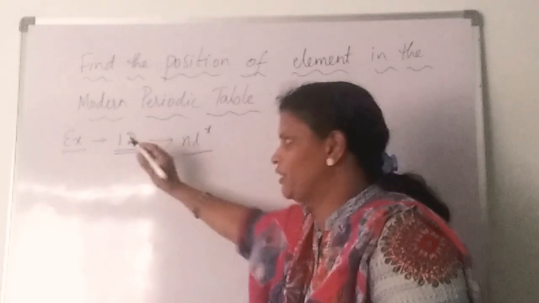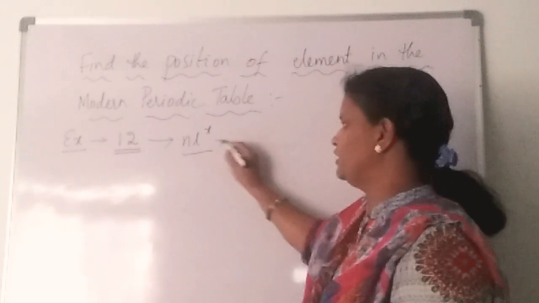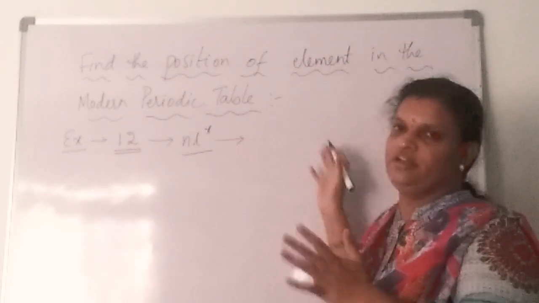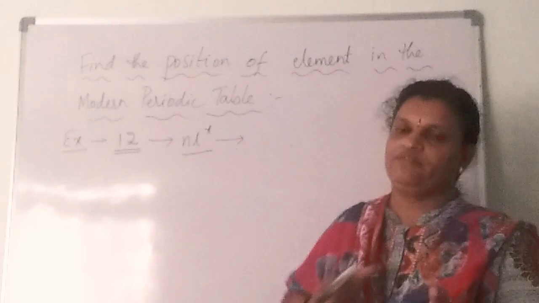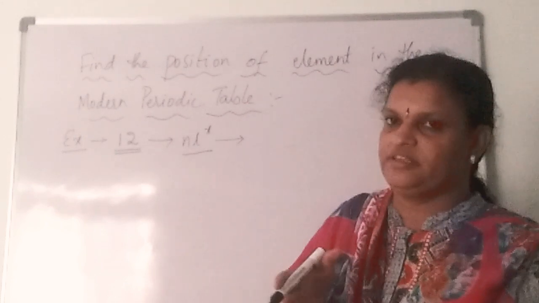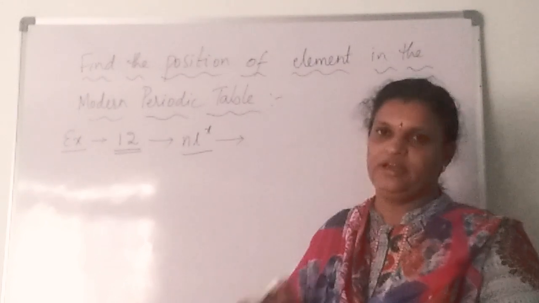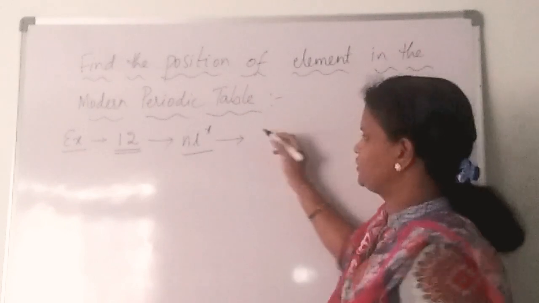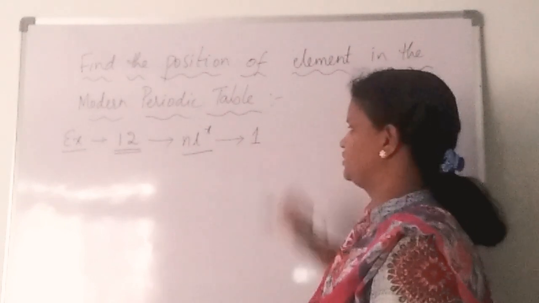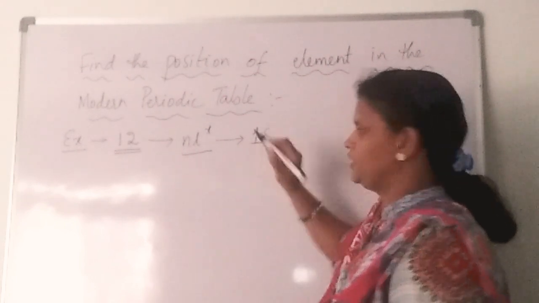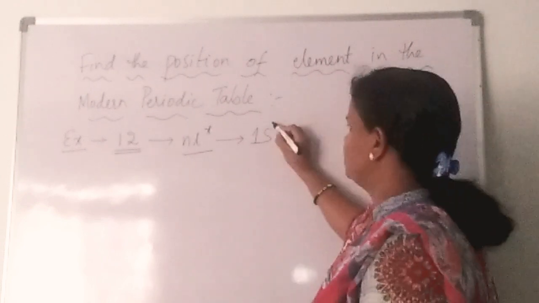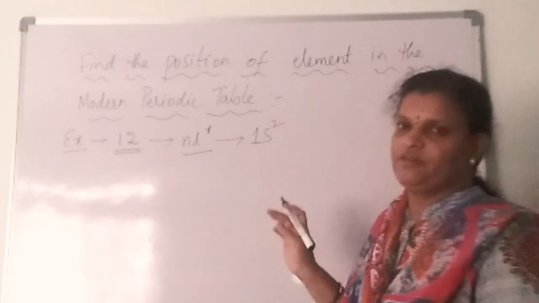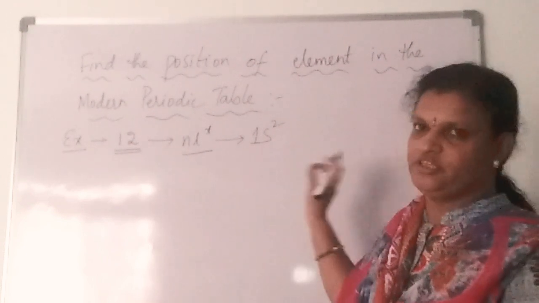Now, coming to this atomic number 12, one by one we have to fill the orbitals with the electrons. So how to fill that? First of all, the first shell should be filled. In the first shell, the S subshell has to be filled with 2 electrons. The maximum number of electrons accommodated in the S subshell is 2.